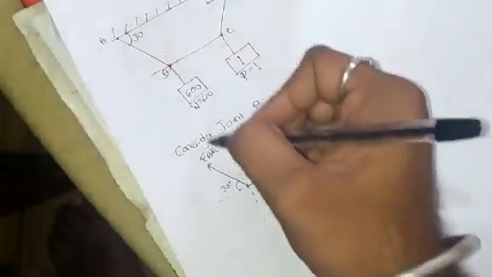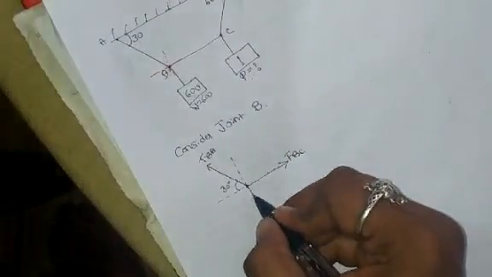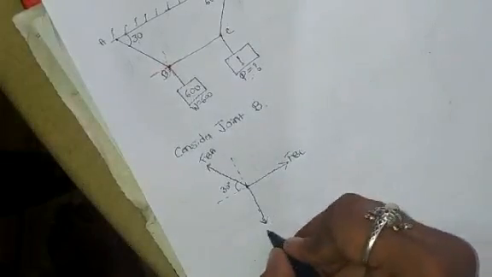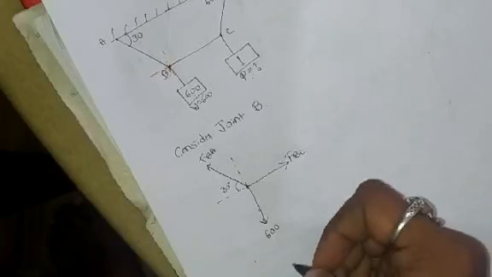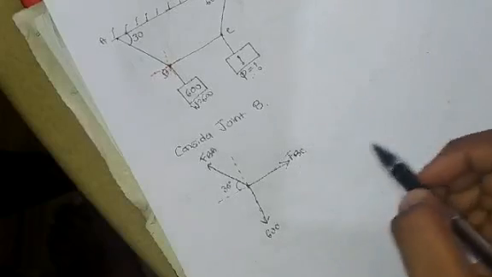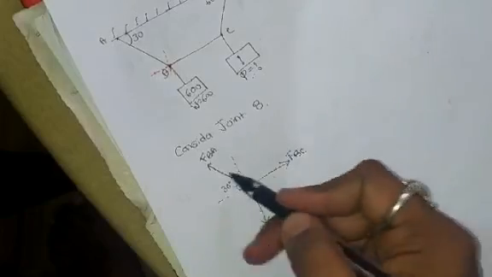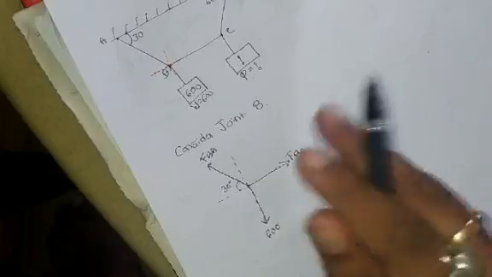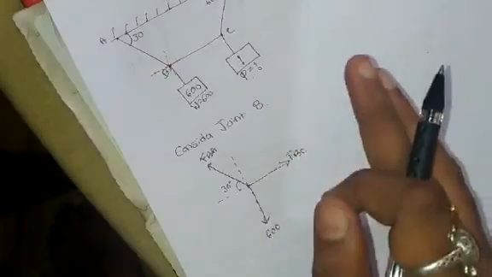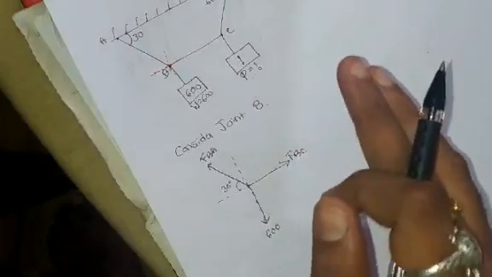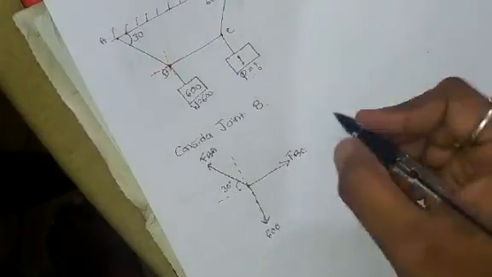And then W is acting vertically downwards. The value is 600 newtons. Here, as there are only three forces, you can apply Lami's theorem. If you are not comfortable with Lami's theorem, you can use summation Fx equal to 0, summation Fy equal to 0.